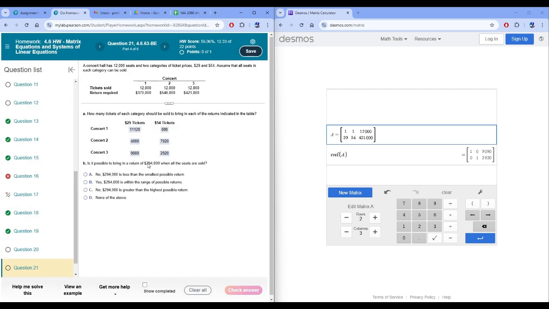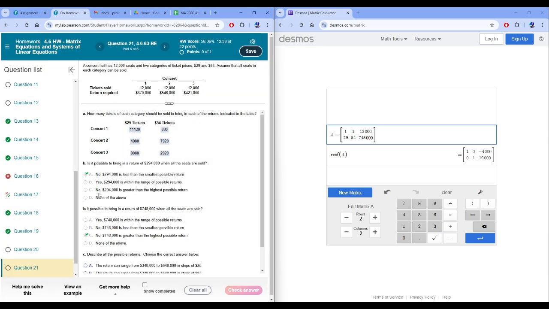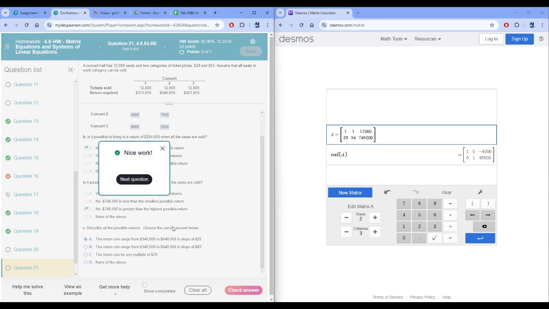Is it possible to bring a return of 294,000? So let's check. If I wanted to bring 294,000, no, because you'd have to have negative people. No, it is less than the smallest possible return. Is it possible to bring 748,000? So let's see, 748,000. Nope. It is greater than the highest possible return. There we go. Describe what possible return. So you can earn between... I don't know what the steps are. Sure.